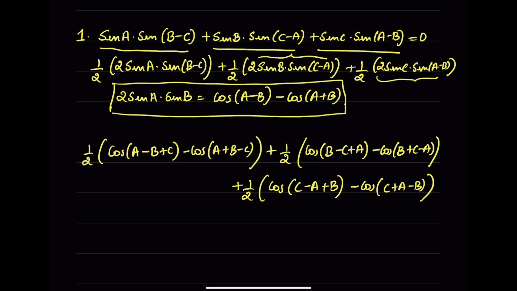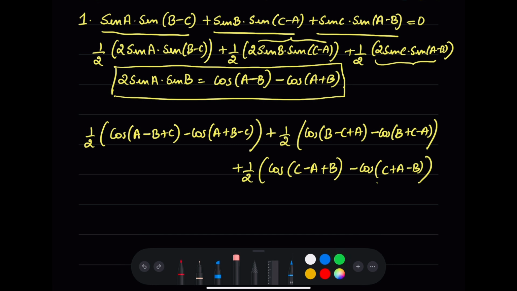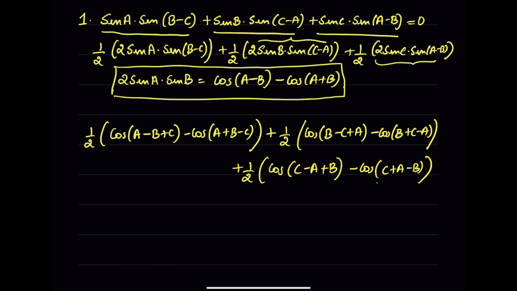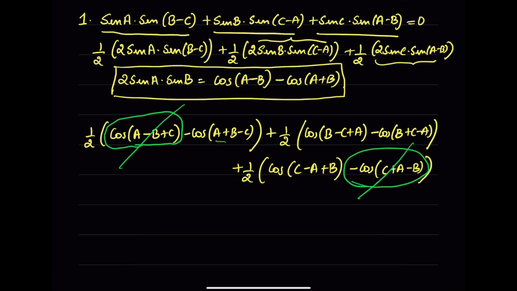Okay, now let's look for terms which can be cancelled out. So let me use a different color so that it's easier for us to mark the cancellations. The first one, A minus B plus C, is a positive value, so we have a negative value of that here, so we can cancel that out. Then the second is A plus B minus C. This is a negative value and this is a positive value here, so we can cancel these two.